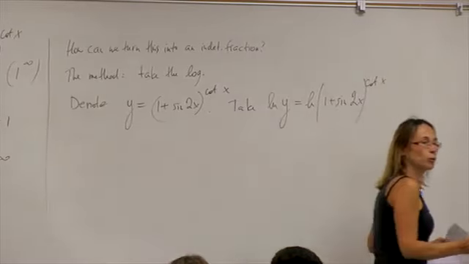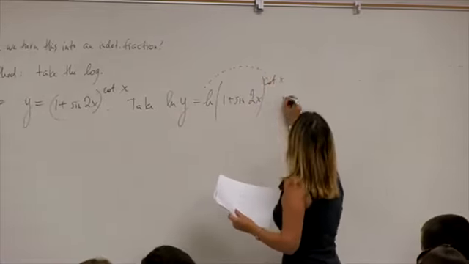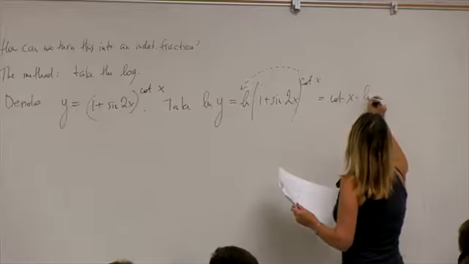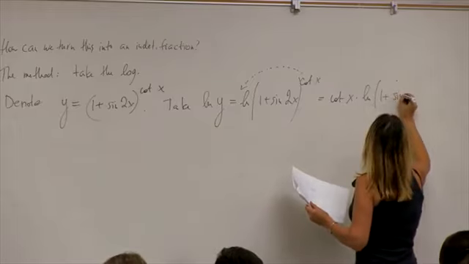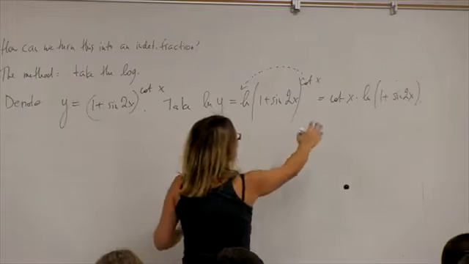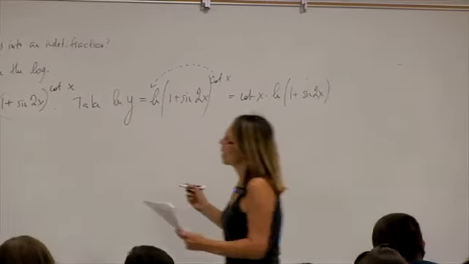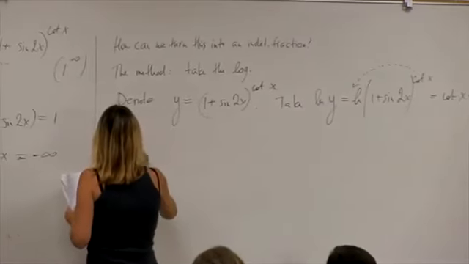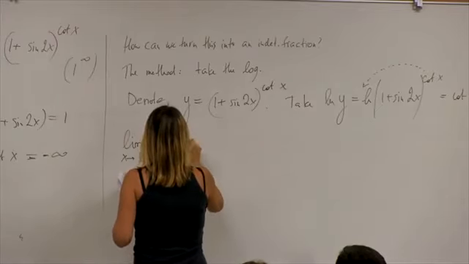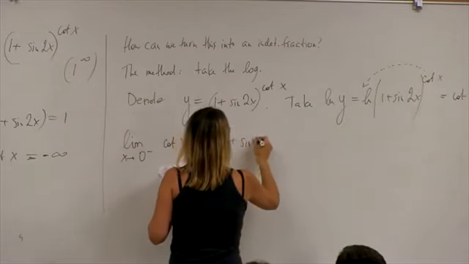Do you remember what happens to the power when we take the log? The power goes here, right? So we have cotangent x times the log of what was there. Okay. And we are going to work with this quantity now. We want to evaluate the limit of the log. So what is the limit as x goes to 0 minus of cotangent x times log 1 plus sine 2x?